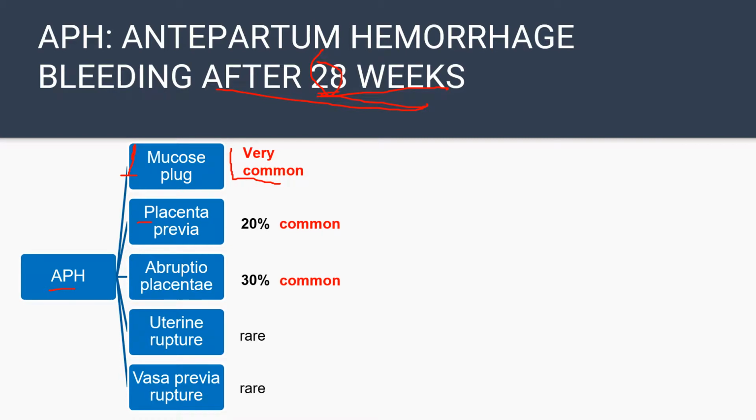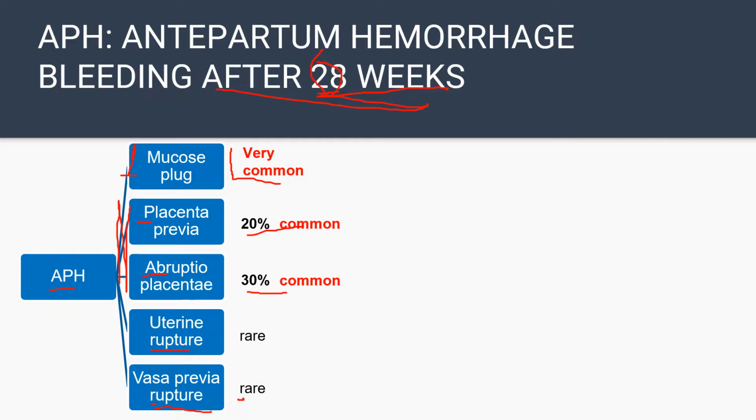After that, placenta previa, it's also very common, 20% of all the APH. Abruptio placenta, 30%. So both of these are very common. We're going to talk about them specifically one by one. And we have 2 ruptures that are rare. Air with air. Air from rare, air from rupture.